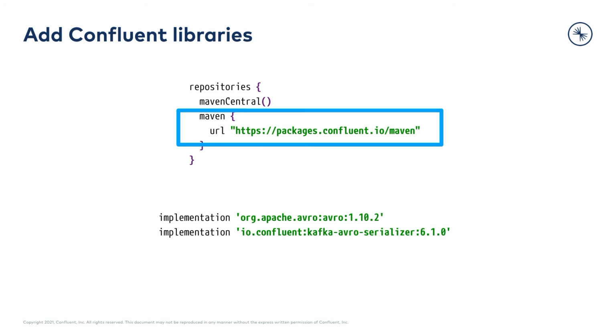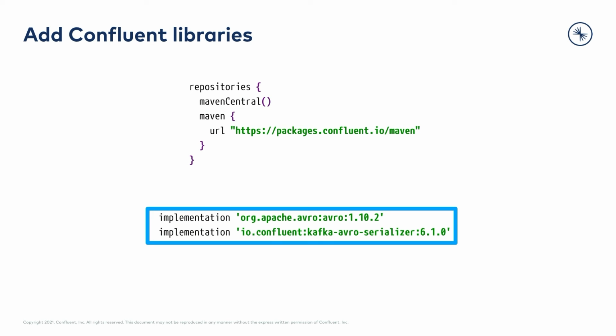How can we get this jar, you can ask. Essentially, you need to define an extra repository in your build file, where Confluent publishes all these libraries. For Avro, for example, you need to define the Kafka Avro serializer. If you're using protobuf, you need to define the Kafka protobuf serializer, or if you're using JSON schema, you need to define the serializer for JSON schema. And after that, you should be able to use all this configuration in your applications.